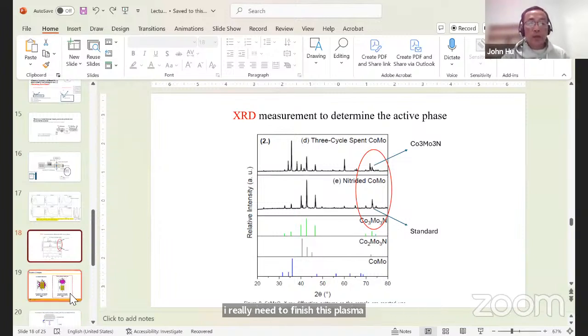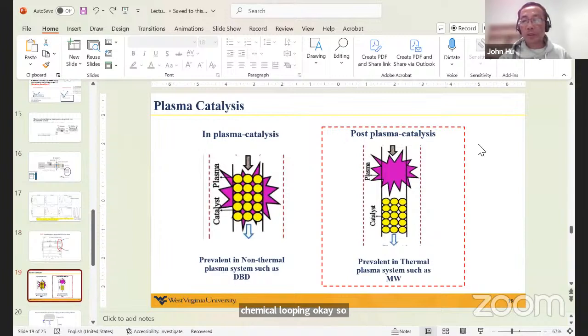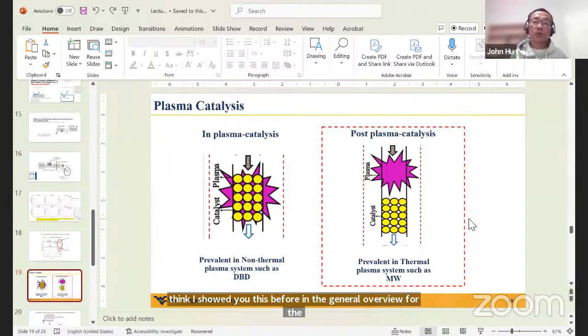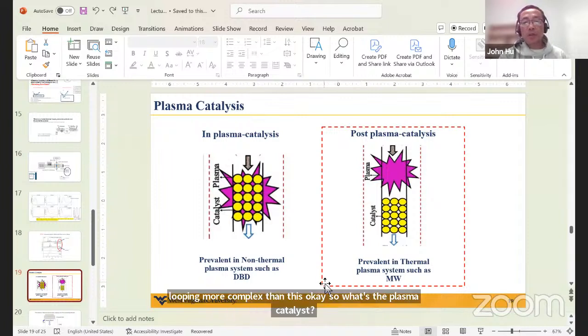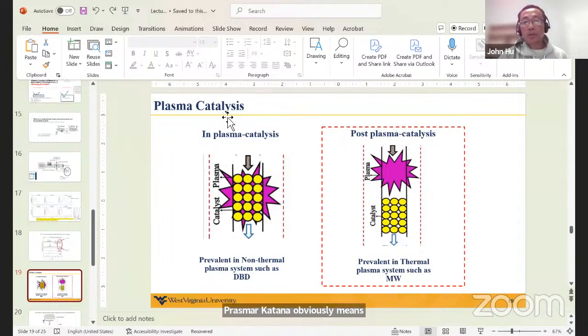Okay, so I think I showed you this before in the general overview of the technology applicable to ammonia synthesis. Today I'm going to drill in very deep on the plasma chemical looping. So this is plasma application, but plasma application to microwave and to chemical looping is more complex than this. Okay, so what's plasma catalysis? Plasma catalysis obviously means you turn the reactant into plasma, then react, all right?